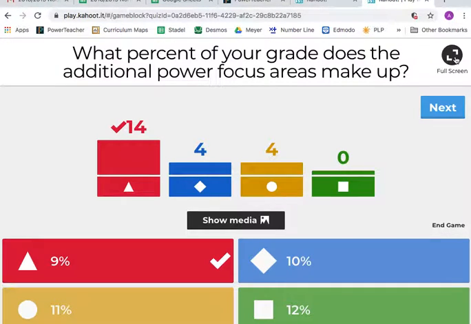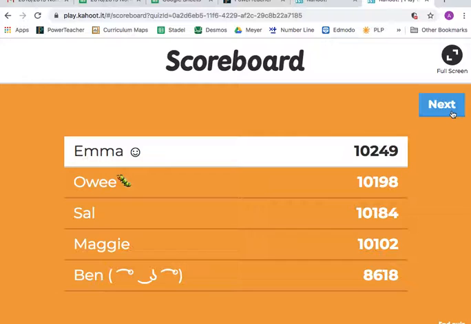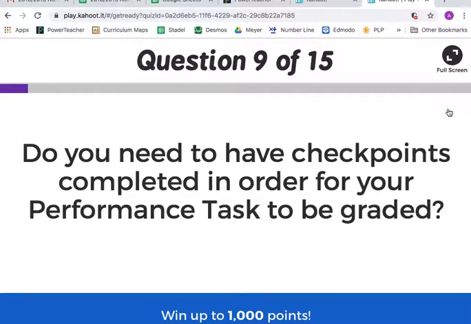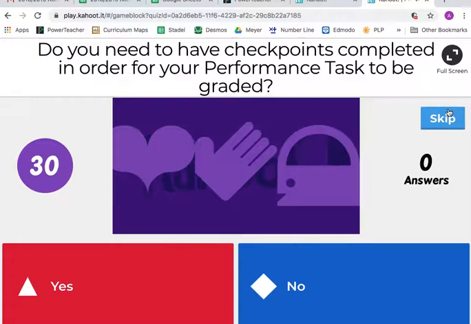He has questions. The reason I'm doing this is for clarification. Are there any other questions before I move on? Do you need to have checkpoints completed in order for your performance stats to be graded? Yes or no?